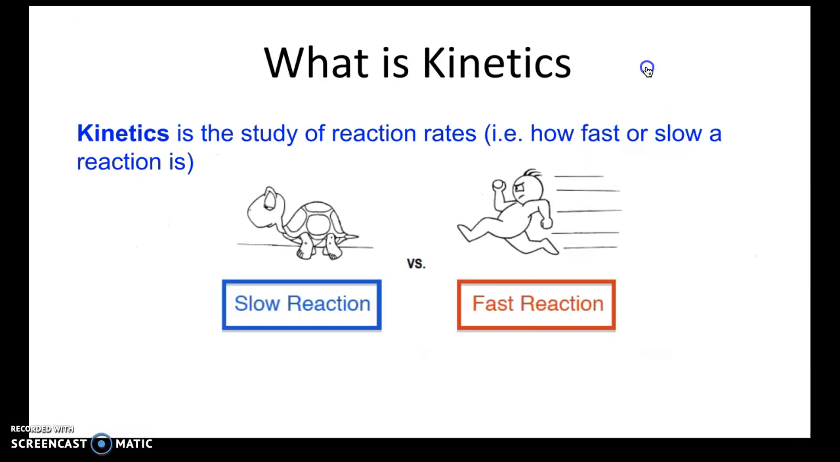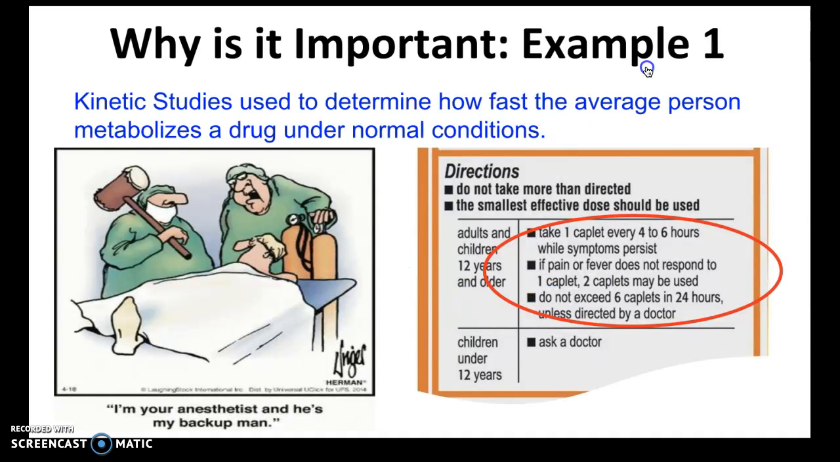All right, so what is kinetics? You've heard this before. Kinetics is the study of reaction rates. That's how fast or how slow a reaction is. And this, along with thermodynamics, is one of the two fundamental pieces of information that a chemist needs in order to fully understand a reaction. Both kinetics and thermodynamics are linked by this idea of equilibrium, which is what we learned last unit. So why is it important to study the kinetics?